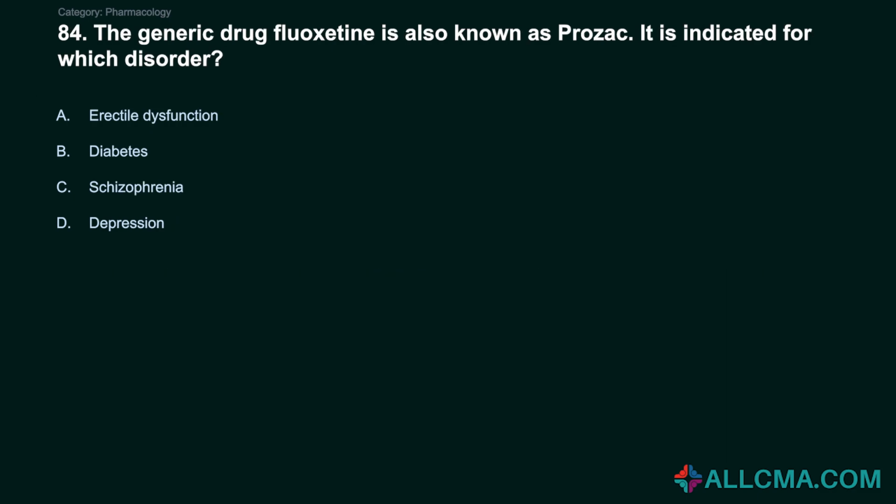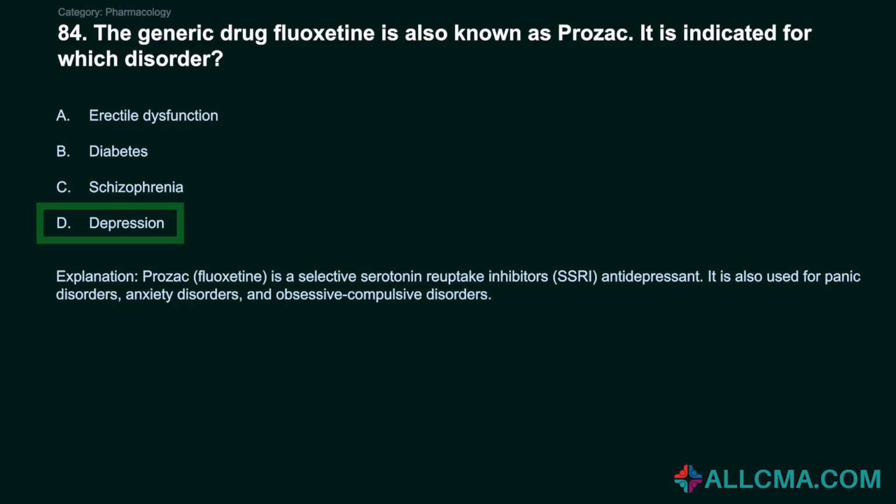84. The generic drug fluoxetine is also known as Prozac. It is indicated for which disorder? A. Erectile dysfunction. B. Diabetes. C. Schizophrenia. D. Depression. Correct answer, D. Depression. Prozac, fluoxetine, is a selective serotonin reuptake inhibitor, SSRI, antidepressant. It is also used for panic disorders, anxiety disorders, and obsessive-compulsive disorders.